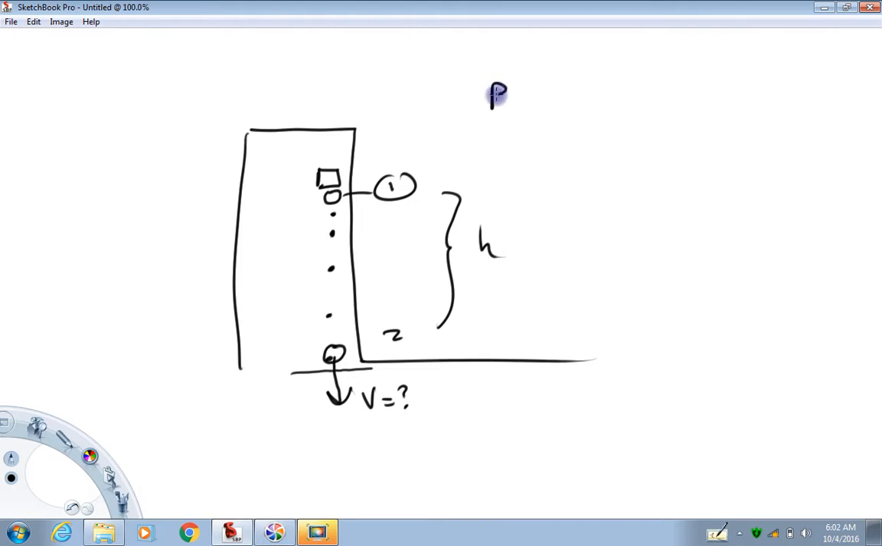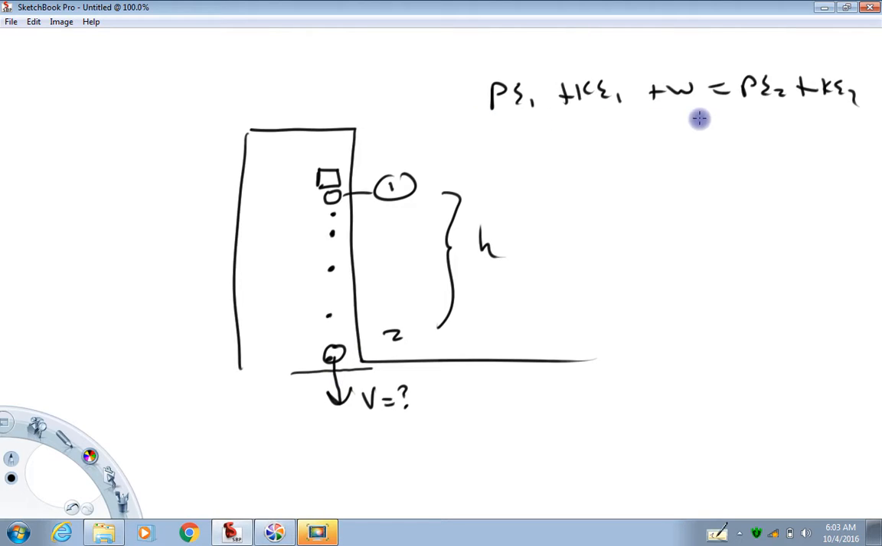Then you write out the work energy theorem. PE1 plus KE1 plus work equals PE2 plus KE2. This is state 1. This is state 2.